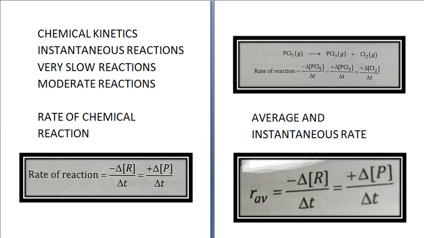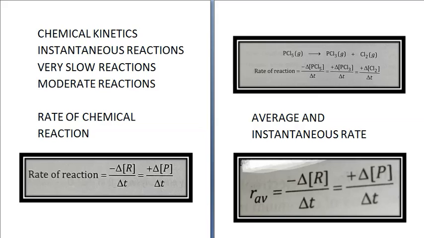Now we come to the rate of chemical reaction. Rate of chemical reaction is defined as the change in concentration of any of the reactants or products per unit time. Now suppose reactant R is converting into product P. So if 1 mole of R produces 1 mole of P, then rate of reaction will be decrease in concentration of R upon time taken or increase in concentration of P upon time taken.